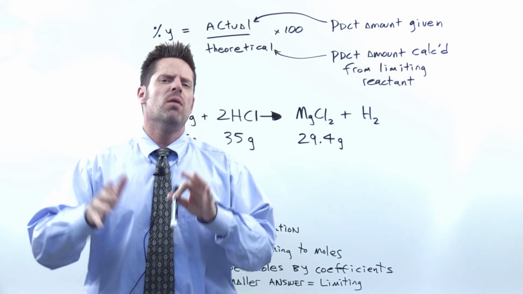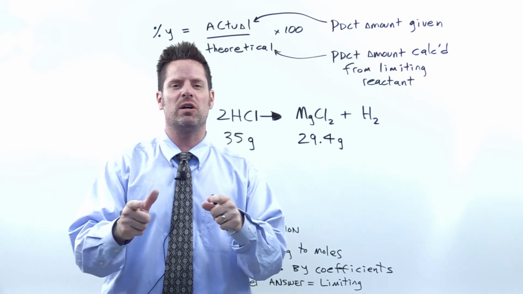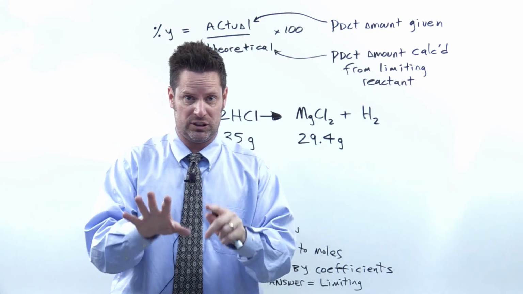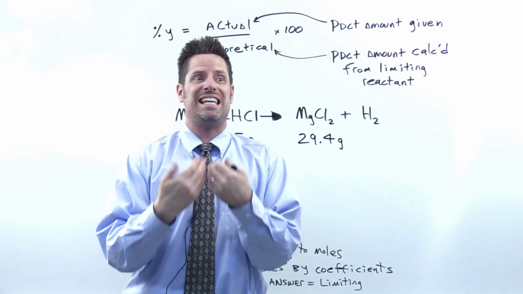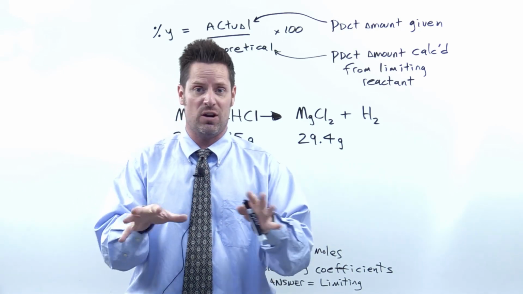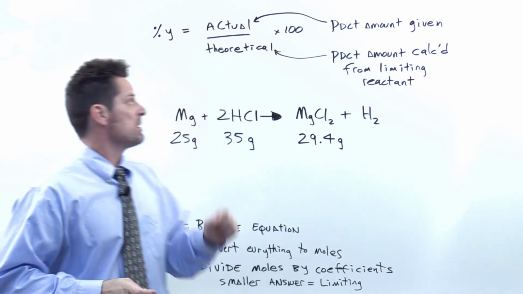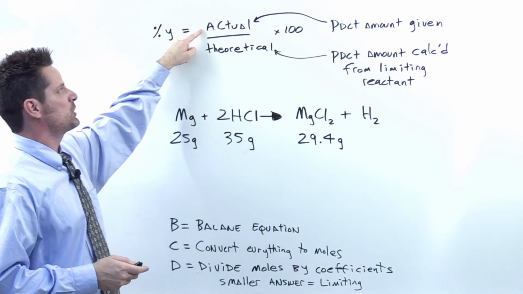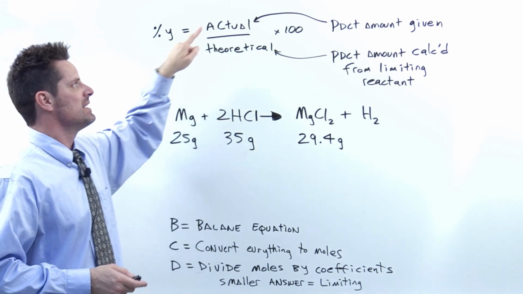There are potentially more than one possible methods that you could use in order to do a percent yield question. I'm going to show you mine, which I think is the easiest one that I've been able to develop over many years of teaching this subject. First of all, percent yield as an equation is actual yield divided by theoretical yield times 100.